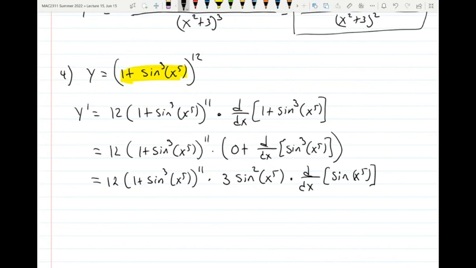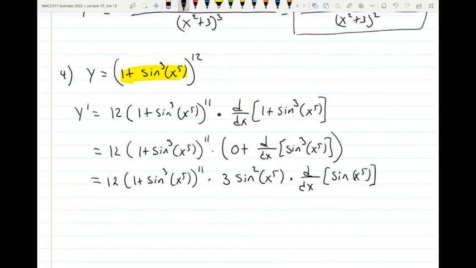Do you understand this step? So again, I'm just taking this derivative now. So I use the general power rule. Bring the 3 down, subtract 1. That's what this gives you. And then times the derivative of the inside, which is sine of x to the 5. Yes?